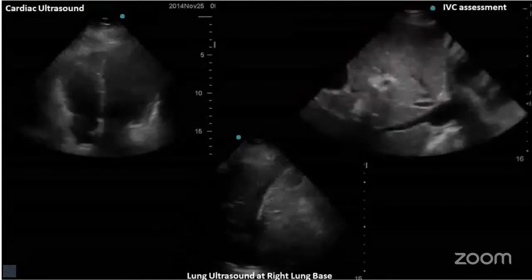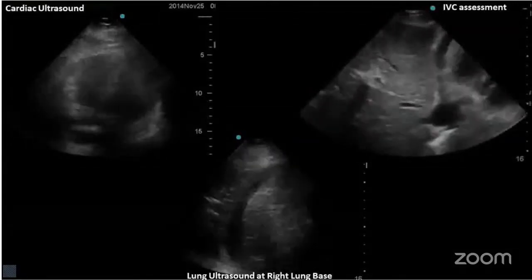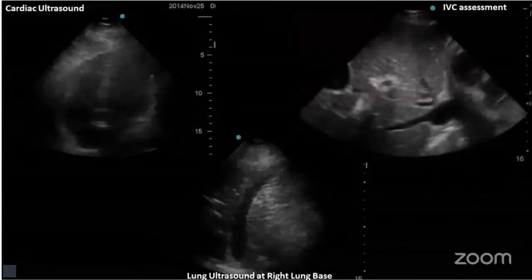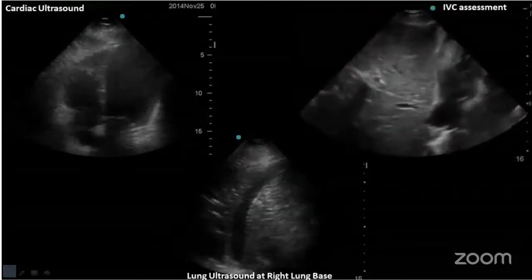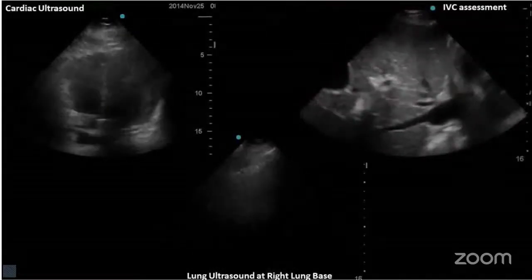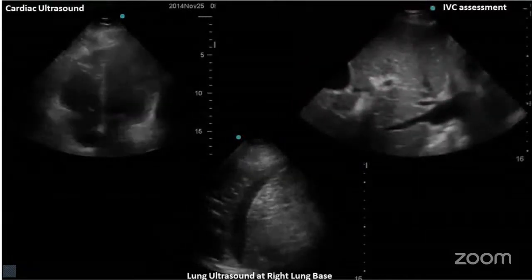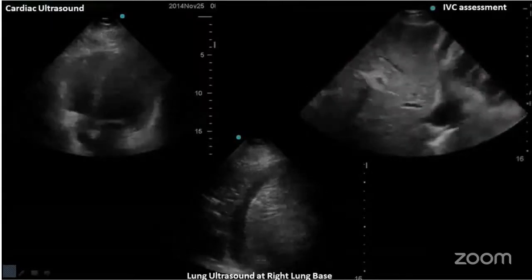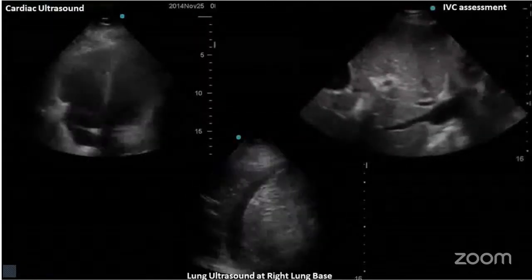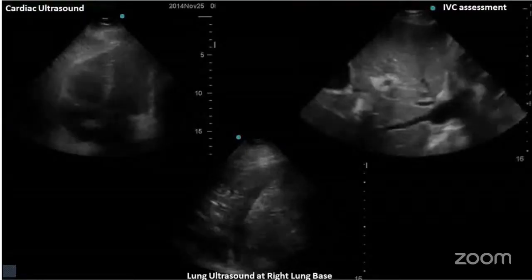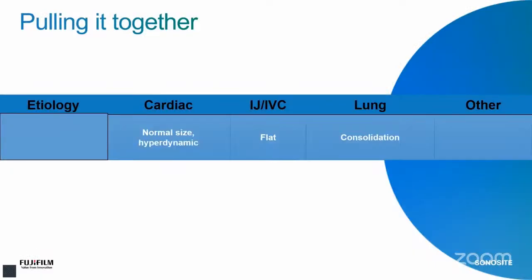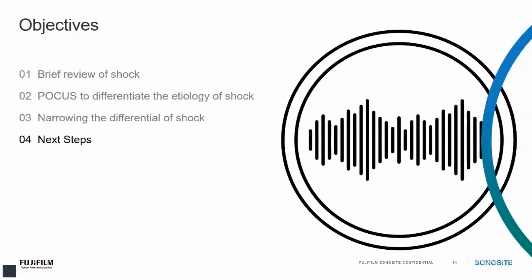If I see this, a hyperdynamic heart, both left and right ventricles hammering away as hard as they can in that apical four-chamber view on the left. A flat IVC, you can see it draining into the right atrium with almost invisible diameter during inspiration. Or a consolidated lung as seen in this lung ultrasound showing a small pleural effusion surrounding it. To me that says normal or hyperdynamic heart, flat IVC, consolidated lung. I'm thinking about septic shock unless I have a reason to not.